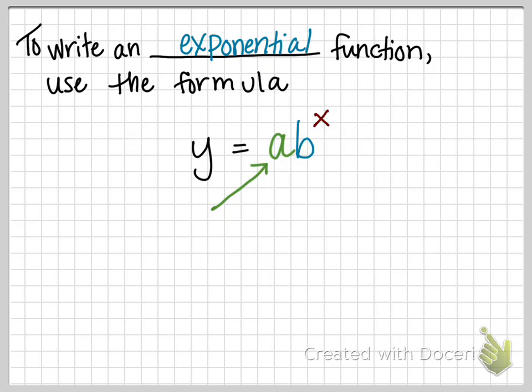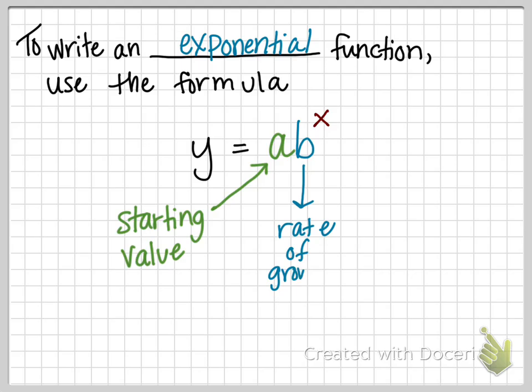A is the starting value of whatever you have. So sometimes it's bacteria growing at an exponential rate. So A is how much you start with, the starting value. B is the rate of growth or decay. So how fast it's either growing or decaying. If your number is bigger than 1, it's growth. If it's a fraction or a decimal that's less than 1, it's going to be decay. It's going to be getting smaller. Growth or decay.